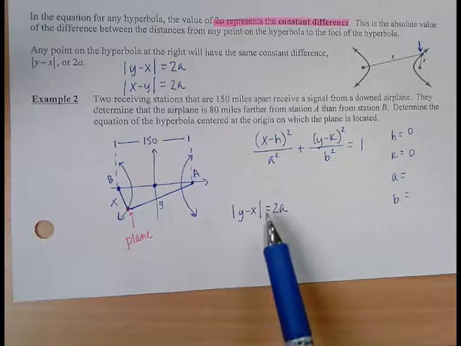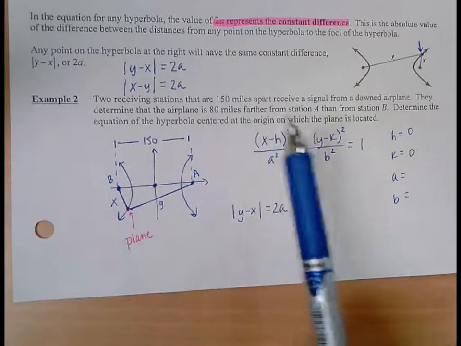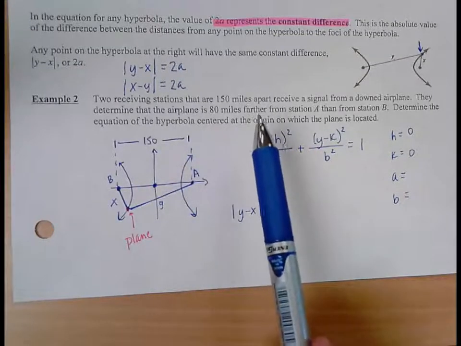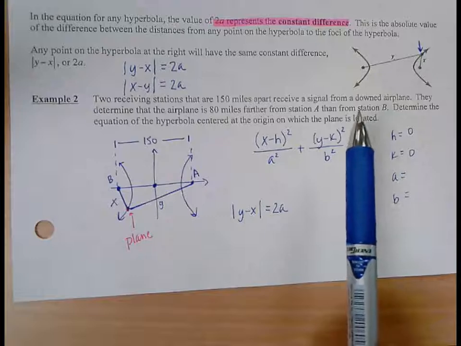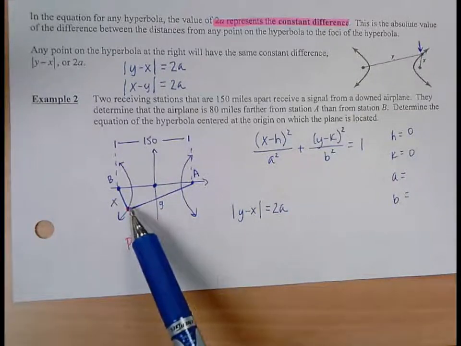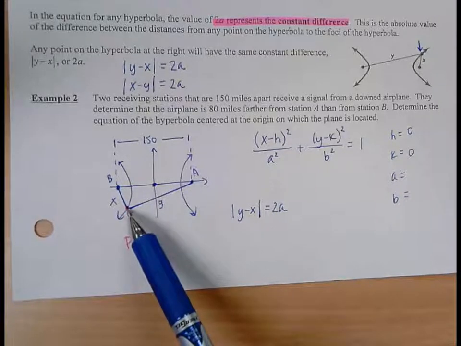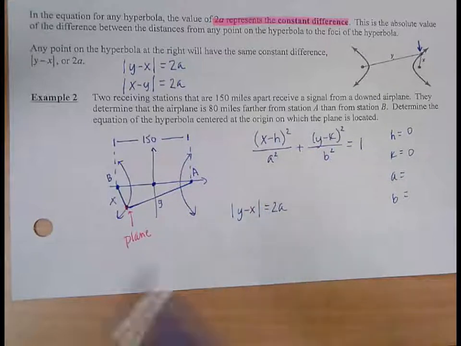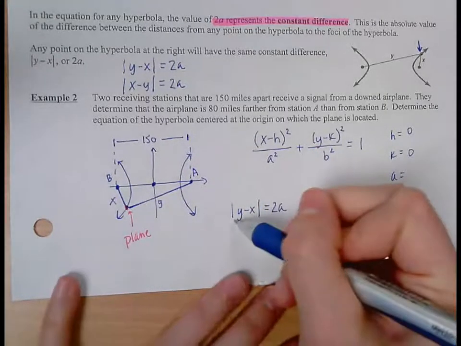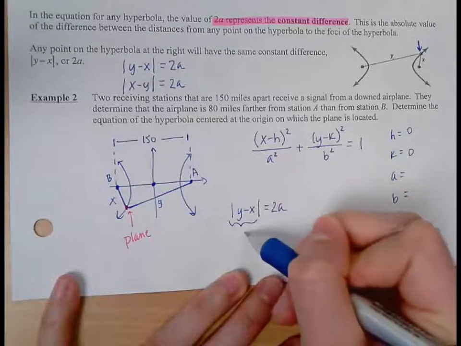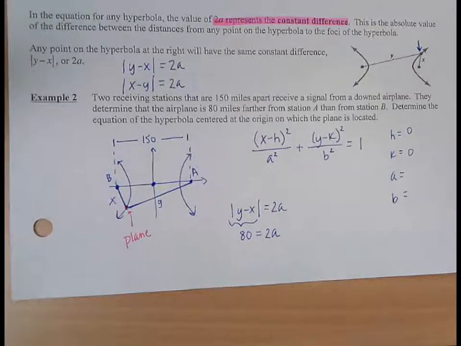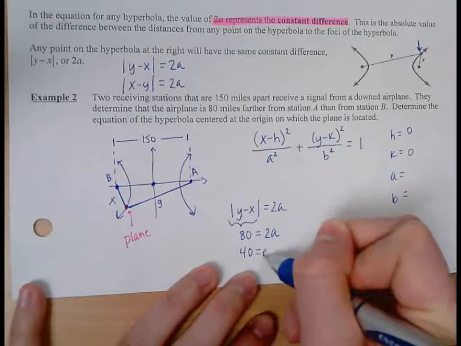And I actually know what to set this equal to, because it says they determined the airplane is 80 miles farther from station A than from station B. So if I take the distance to station A and subtract the distance to station B, that difference is 80. The problem gives me that the absolute value of y minus x is 80. Therefore 2a is equal to 80. I can divide by 2, and my a value is 40.